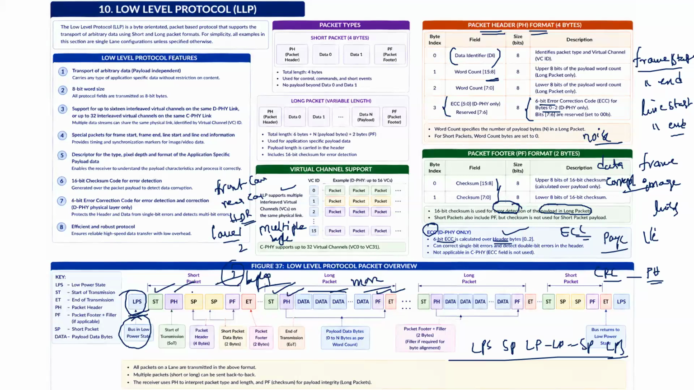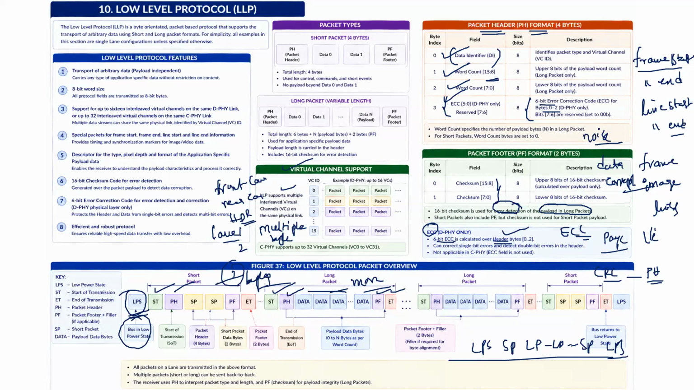What fields are there in the header? I told you the header fields: data identifier, word count, and then ECC. All these are there. And virtual channels are also in the packet header.